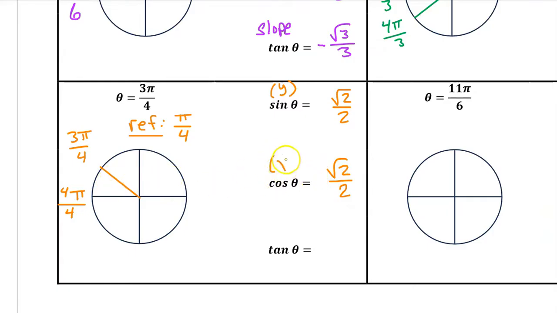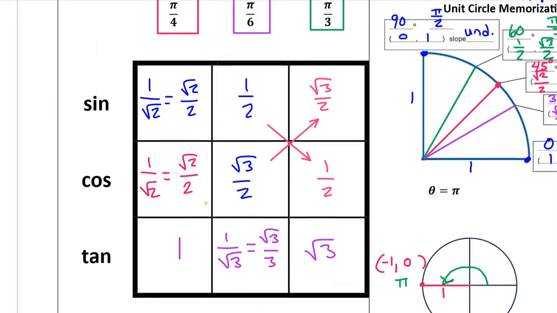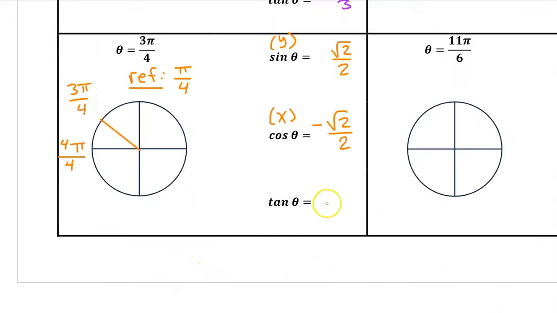Cosine is the x value on the unit circle. X values are negative in the second quadrant because we are to the left of the y-axis. So the cosine of 3 pi over 4 is negative radical 2 over 2. Tangent of 3 pi over 4 begins with the tangent of pi over 4. And the tangent of pi over 4 is 1. So the tangent of 3 pi over 4 will also involve a 1, only it might be negative.